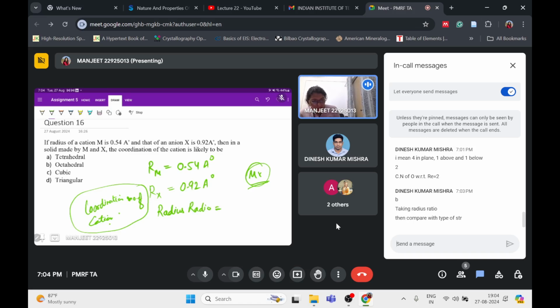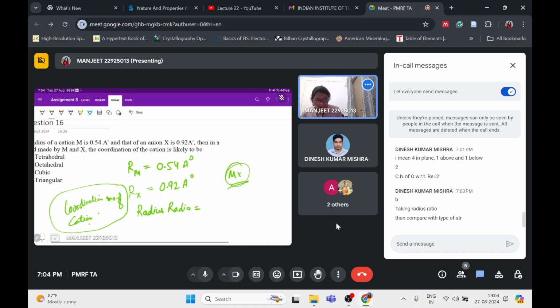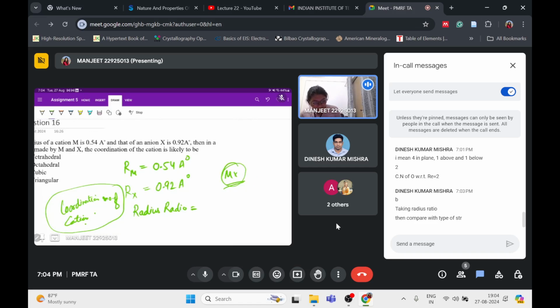Then compare with the type of the structure. What do you mean by the STR? The radius ratio will be the radius of the cation divided by the radius of the anion. First you have to calculate the radius ratio.